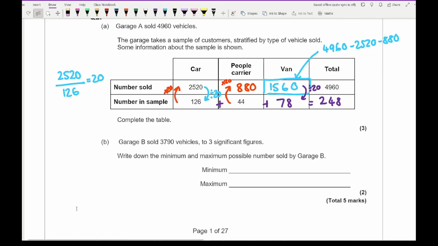Question B, it says Garage B sold 3,790 vehicles to 3 significant figures, and it says write down the maximum number possible sold by Garage B. Now the third significant figure represents 10, so if I halve that, which gives me 5, basically what I'm doing to 3,790 is adding and subtracting 5. It's always half of what the units represent. So here the minimum value is going to be 3785, and the maximum value is going to be 3795.